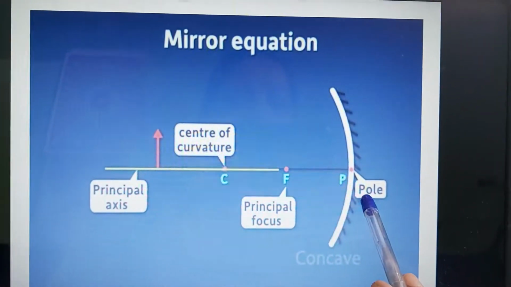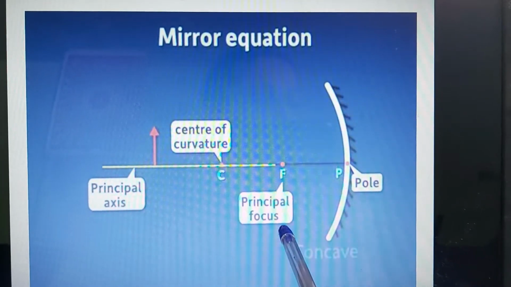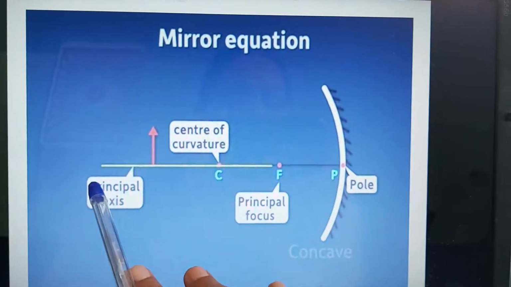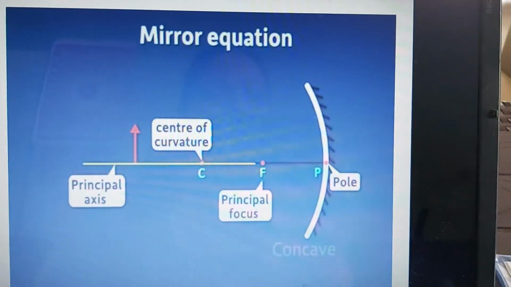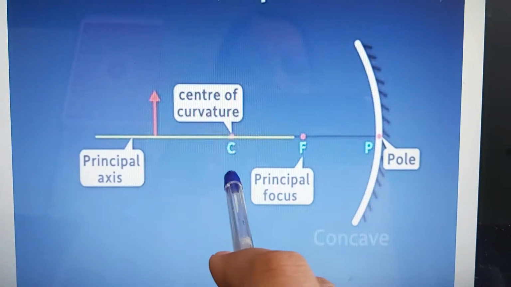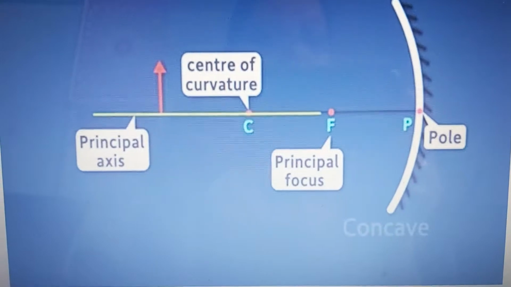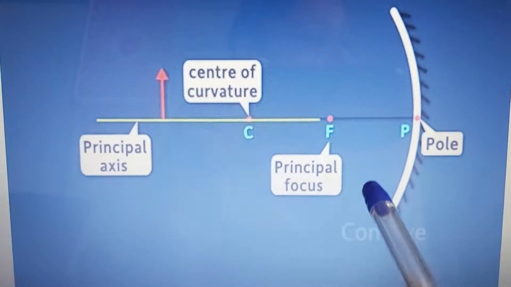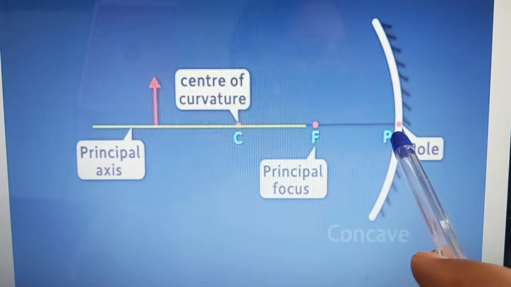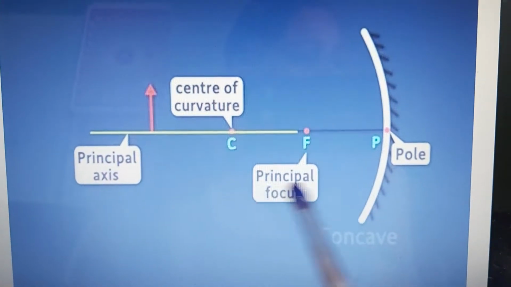So this is the pole, this is the center of curvature, this is the principal focus, and the line which joins all of them is the principal axis. Suppose the object is kept behind C at an infinite distance away from the mirror. We draw a huge diagram to get the image, which is of course a real image.